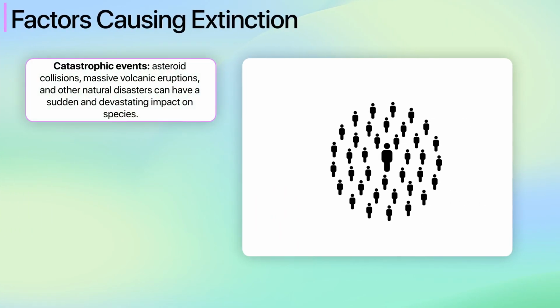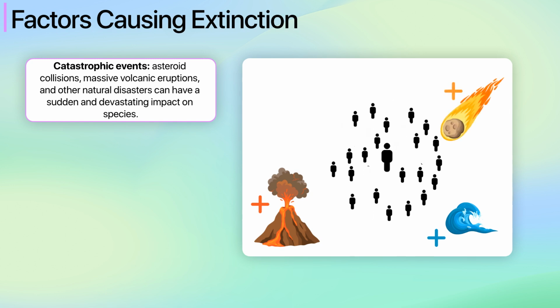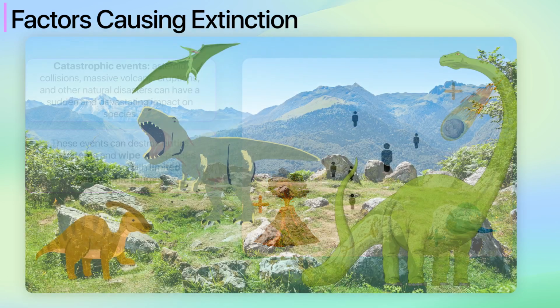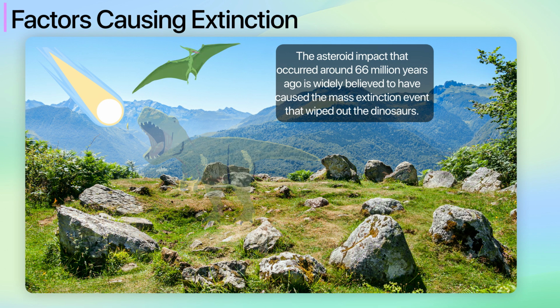Catastrophic events like asteroid collisions, massive volcanic eruptions, and other natural disasters can have a sudden and devastating impact on species. These events can destroy entire ecosystems and wipe out species, especially those with limited geographic ranges. For instance, the asteroid impact that occurred around 66 million years ago is widely believed to have caused the mass extinction event that wiped out the dinosaurs.